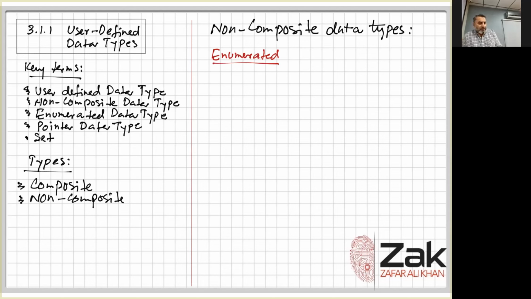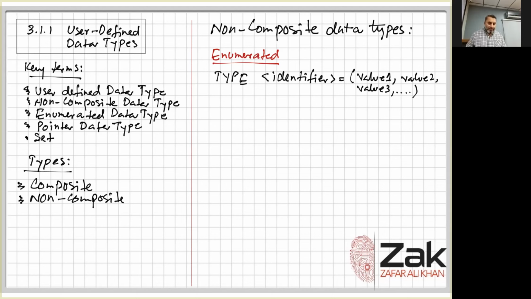An enumerated data type contains no references to other data types when it is defined. In pseudocode, however, the definition for an enumerated data type has this structure. We call it type, then we put the identifier name, and then we tell what values are there. Value 1, value 2, value 3, and so on and so forth.